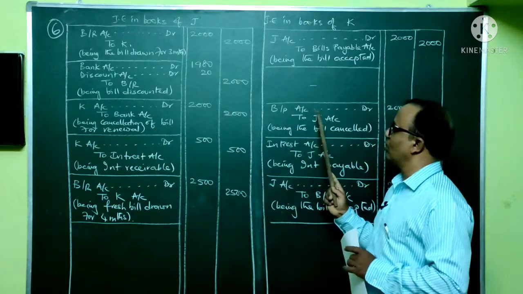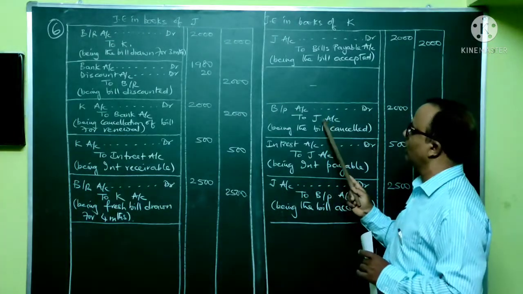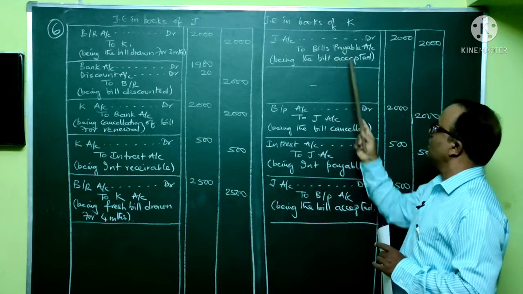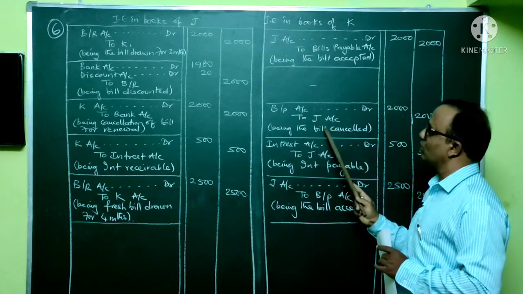Similarly, here also we need to write the dishonor entry in the books of the drawee. So, the drawee, in other words, should cancel this particular bill. As such, bills payable is going to be debited, and J account he is going to credit.